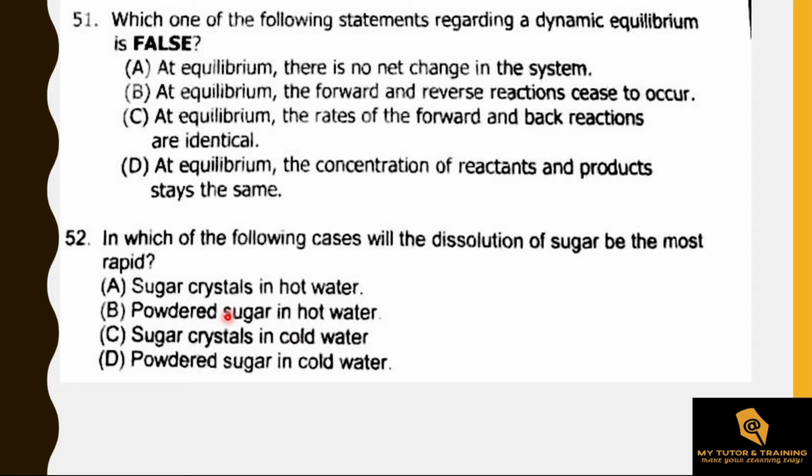Temperature is also one of the factors that affect solubility. So for question number 52 the correct answer is B. The dissolution of sugar will be most rapid if it is powdered and it is in hot water.